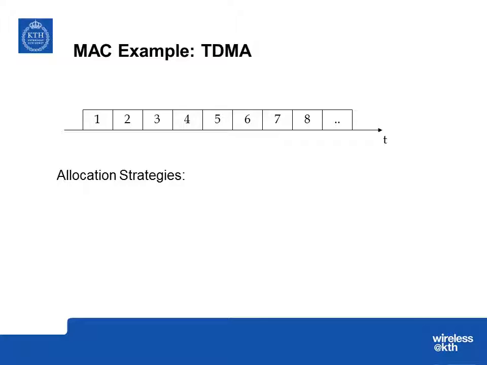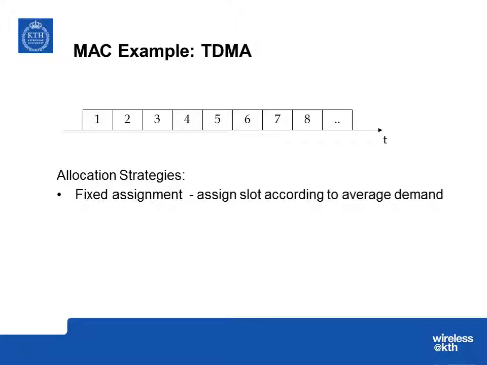And there are basically two ways. We can do an a priori or fixed assignment of slots, so that we give every transmitter a slot, and then we have a repetitive cyclic procedure to assign slots to transmitters. And the number of slots per time unit we allocate will depend on the average demand, or average number of packets that the transmitter has per time unit.